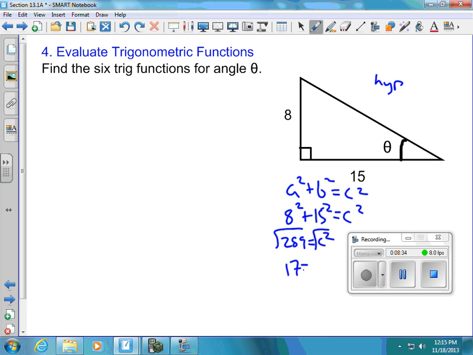And we don't do plus or minus here. If you think about it, why don't we? The reason is we can't have negative lengths. Normally we square root both sides of the equation and get plus or minus 17, but we're dealing with the actual hypotenuse of the triangle. It cannot be negative. So we have all 3 sides. Now we just have to find sine, cosine, and tangent.